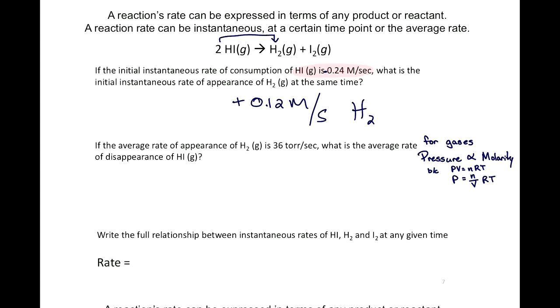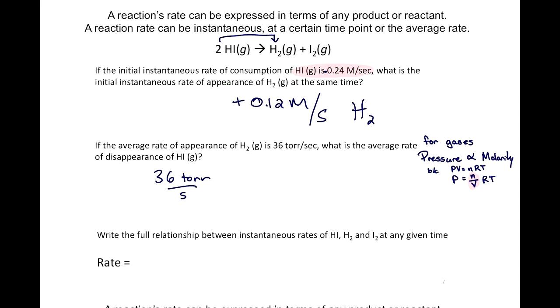All right, let's do another one. What if the rate of appearance for H2 is 36 torr per second? Remember, these are gases, so I can express a gas in terms of its pressure or its molarity. That's what I did in the first one, molarity. But for gases, pressure is actually just proportional to molarity, and you can rearrange PV = nRT to prove that. Pressure equals n over V, which is molarity, times RT, which is a constant. So in this case, you can just treat 36 torr as its concentration, all right?